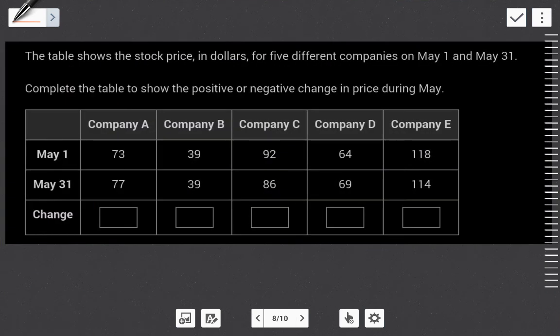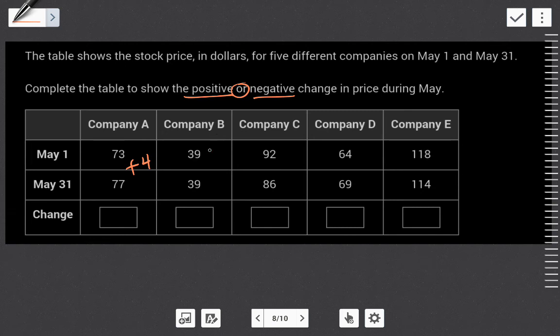Here it says the table shows the stock price in dollars for 5 different companies on May 1st and May 31st. Complete the table to show the positive or negative change in price during May. So we're looking at change, whether it's positive or negative. Alright, so company A on May 1st had 73 and then it jumped up. So it had a positive change of 4 to get to 77. Let's see the changes for all the companies first, and then we'll complete the change part.